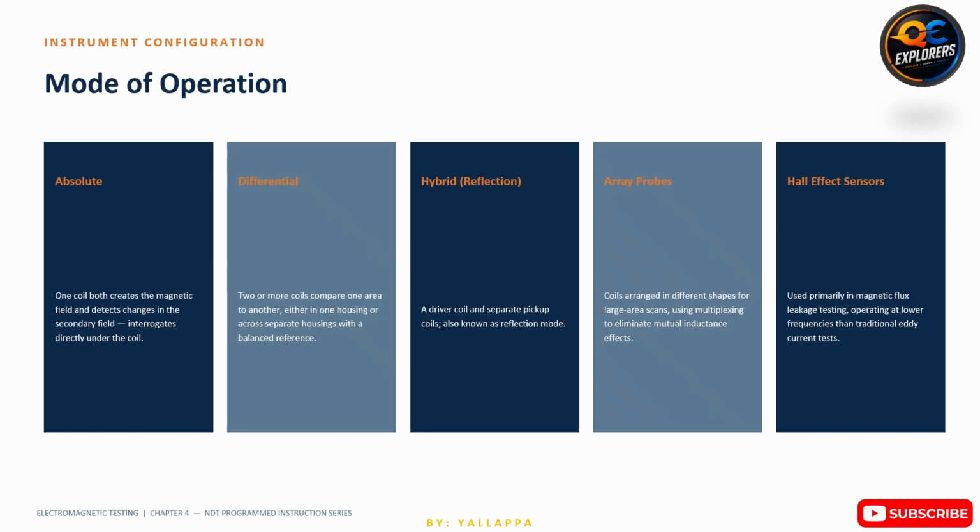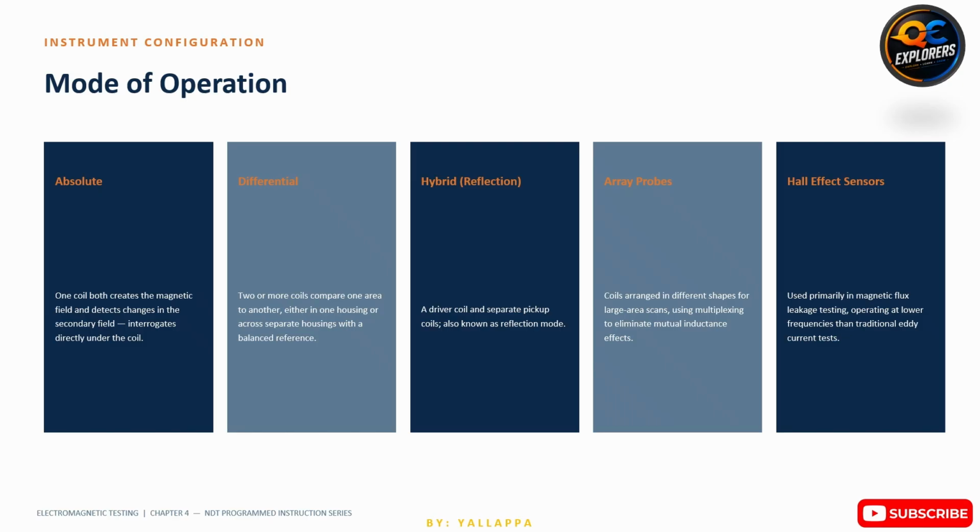The second mode is differential mode. Here, two or more coils are connected so that they compare adjacent areas of the test component. When both coils are positioned over sound material, their signals balance each other and little or no output is produced. However, when one coil passes over a discontinuity while the other remains over sound material, the imbalance creates a strong indication. This operating mode is particularly effective for detecting localized cracks and small defects while minimizing the effects of gradual geometry changes and temperature variations.